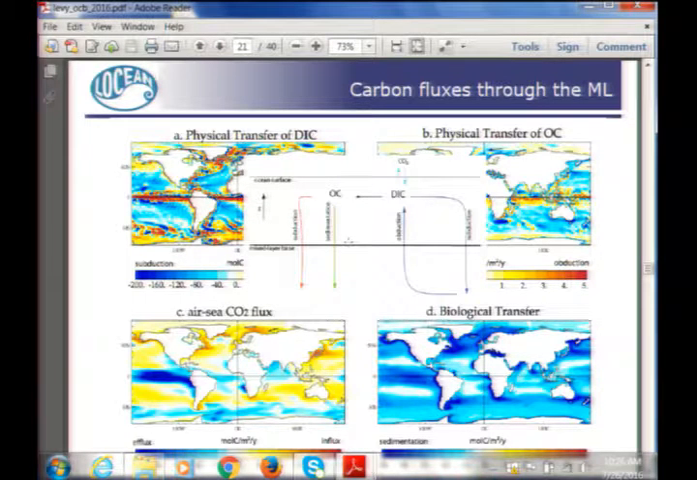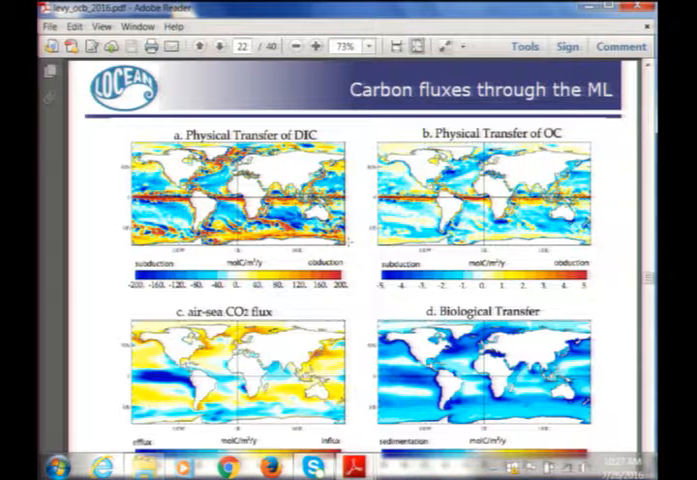Now I am comparing in these 4 plots these 4 fluxes, which is first here the net subduction, abduction of DIC, which is this diagram here. The net physical transfer of DIC is this one. Then you have the physical transfer of organic carbon, which is the subduction here, the RC flux, and the biological transfer, which is the sedimentation. So just to show you that I use different scales. These 3 have the same color bar, and the physical transfer of DIC has a different color bar.